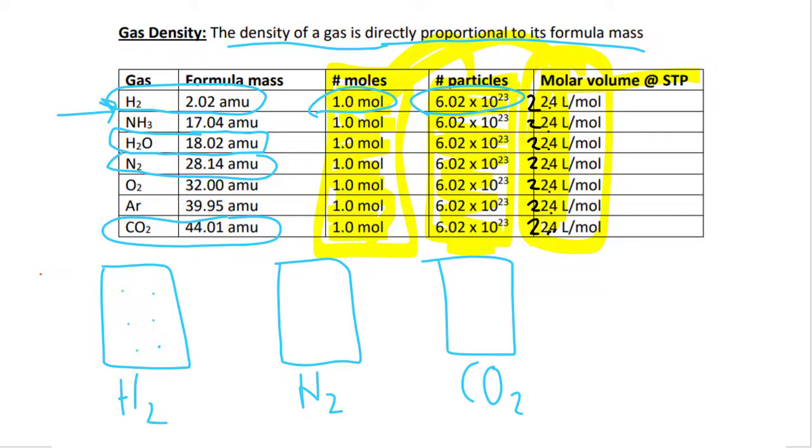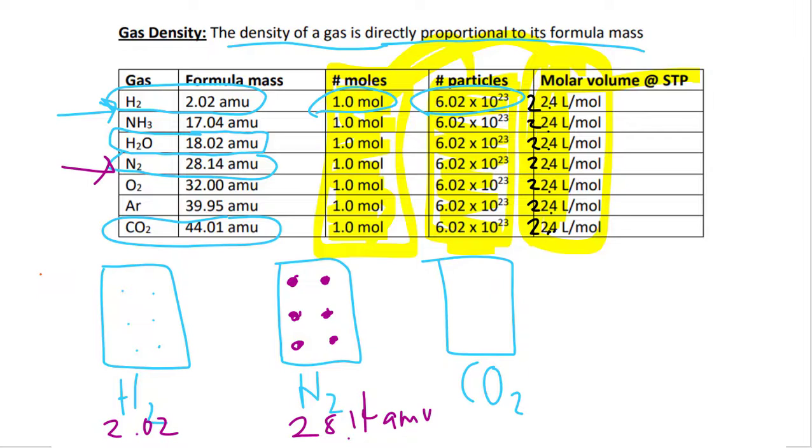I still have the same amount of hydrogens as I do for nitrogens, but for nitrogens, notice my mass is larger. So my N2s are going to be slightly bigger. Instead of only being 2.02, these ones are 28.14 AMUs a piece. So they're bigger than my H2s, which is 2.02. So these are much smaller.